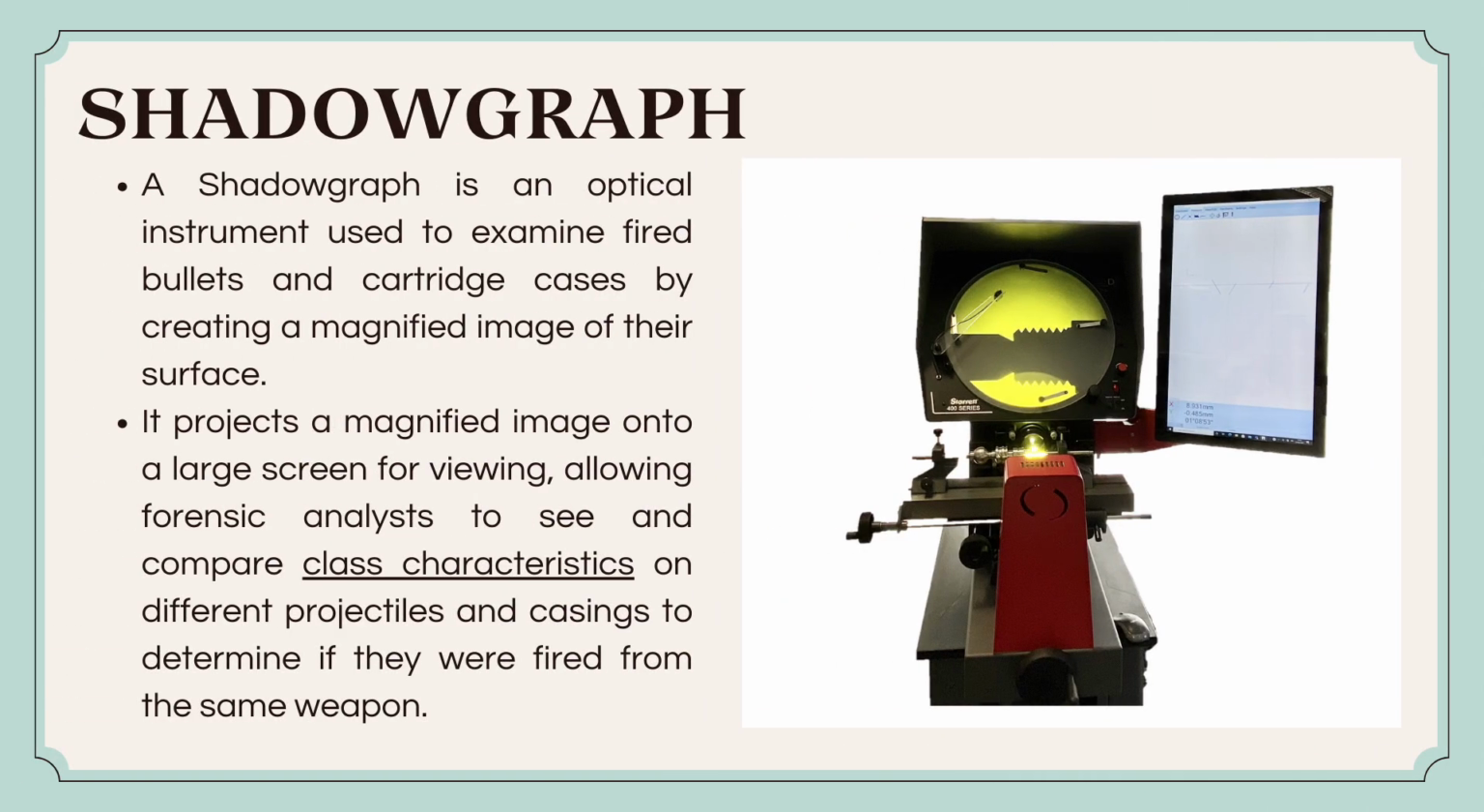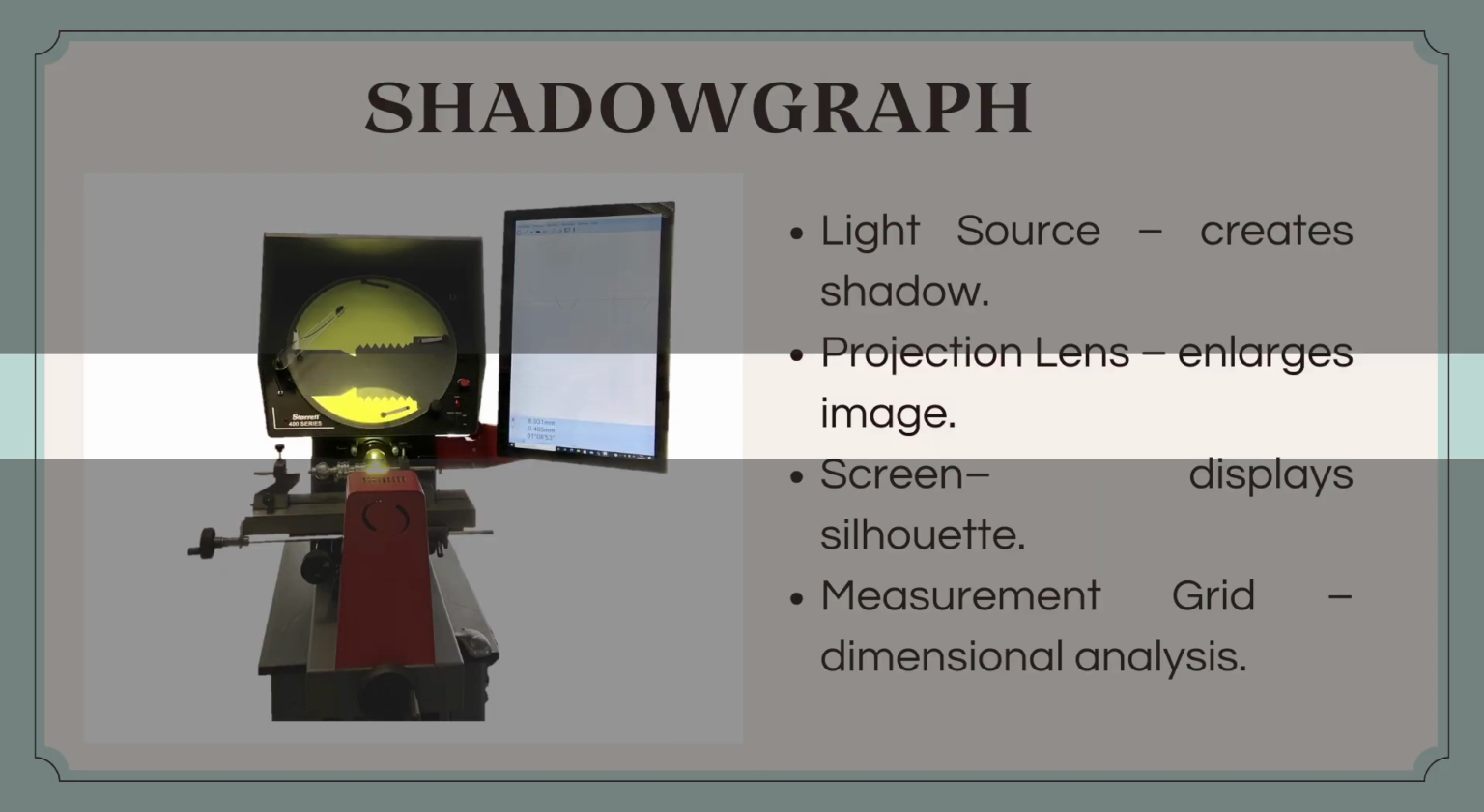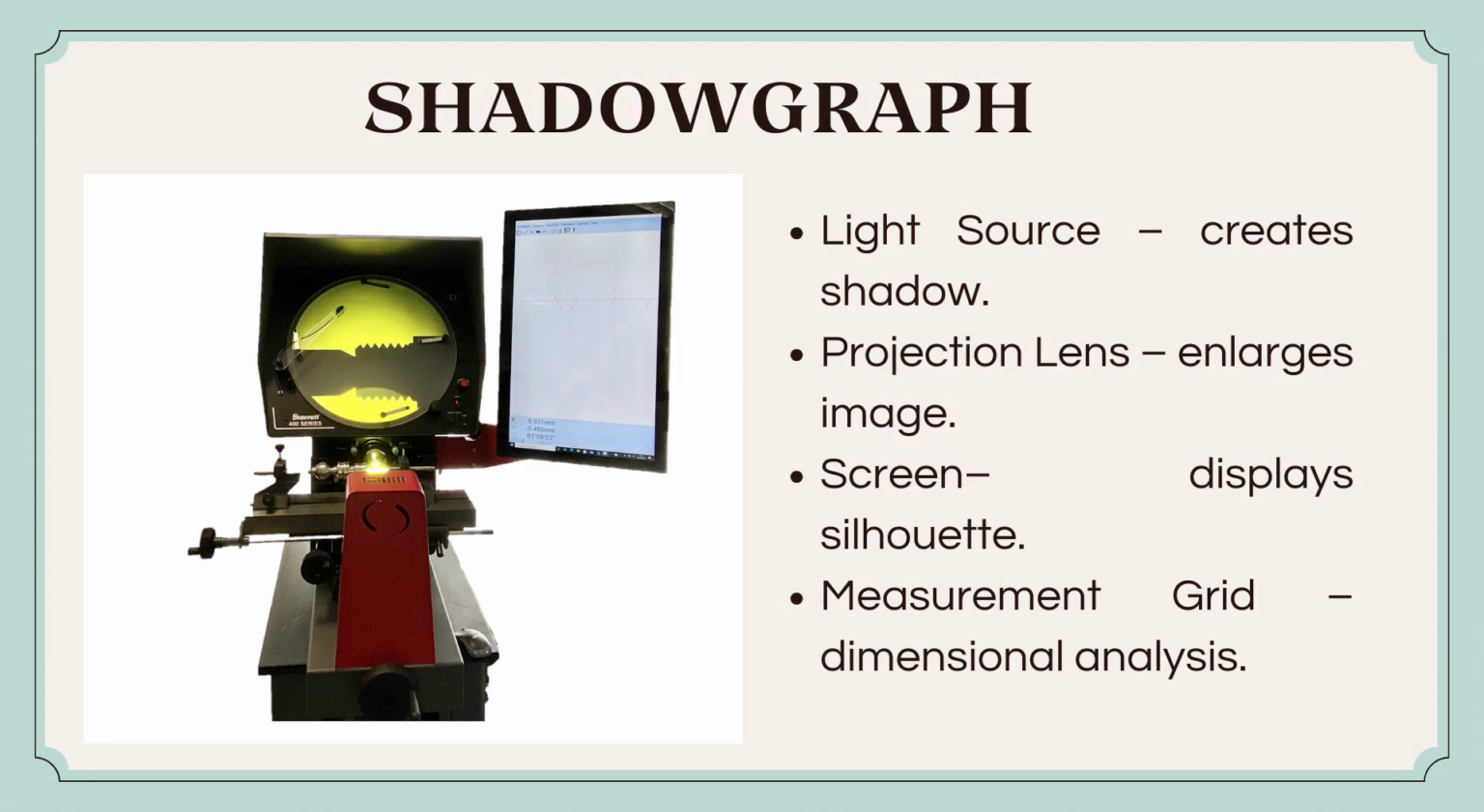A shadowgraph is an optical instrument that uses a series of microscopic lenses and a large ground glass screen to perform preliminary examination and orientation of fired bullets and shells. It is primarily applied during the preliminary and rapid visual examination and orientation of recovered bullets and cartridge cases. At this moment, let's now discuss the parts and functions of the shadowgraph.